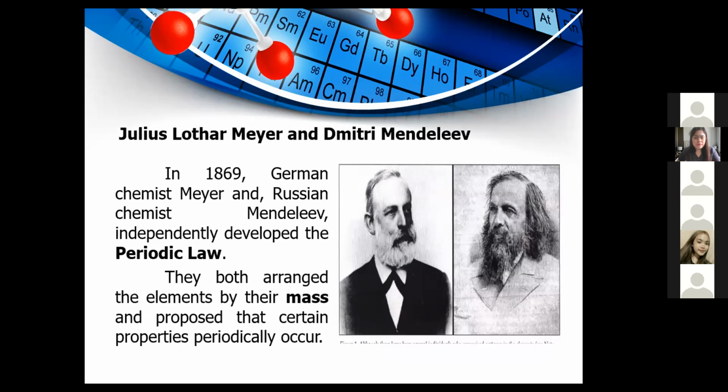In 1869, German chemist Julius Lothar Meyer and Russian chemist Dmitry Mendeleev independently developed the periodic law. They both arranged the elements by their mass and proposed that certain properties periodically occur. During this time, there was a dispute about the ideas of Meyer and Mendeleev. But Meyer, on the other hand, had his first version of periodic table way back in 1864, which was published later in 1869, which was the year that Mendeleev published his version.